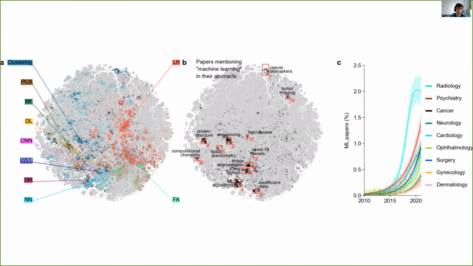We looked at where different machine learning methods were used. And again, we're only working with abstracts here. So every abstract that says convolutional neural network in the abstract gets this color. And we can see papers using linear regression and factor analysis, or random forests, or deep learning, or support vector machines.